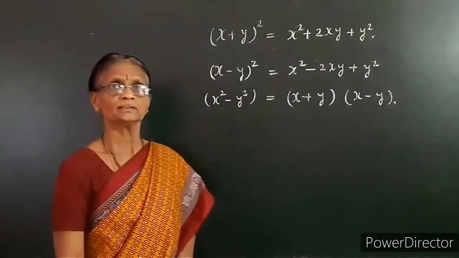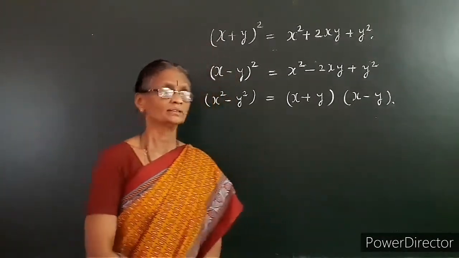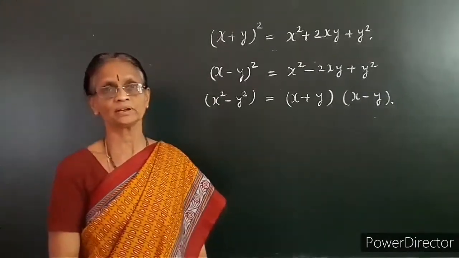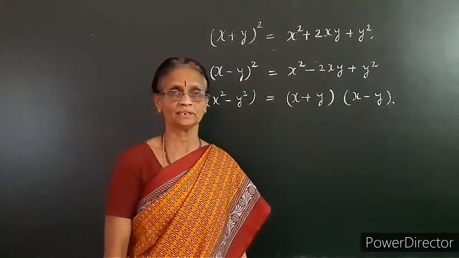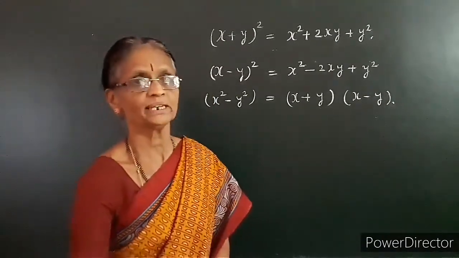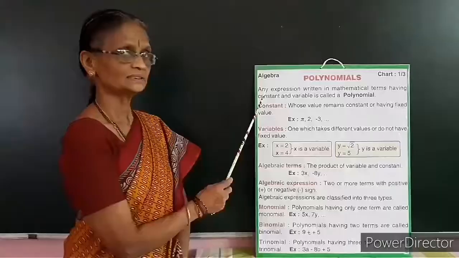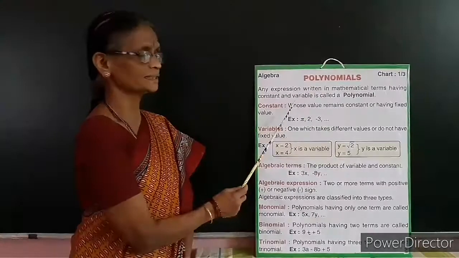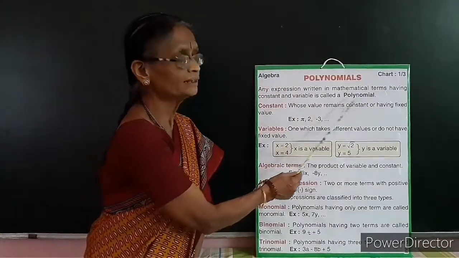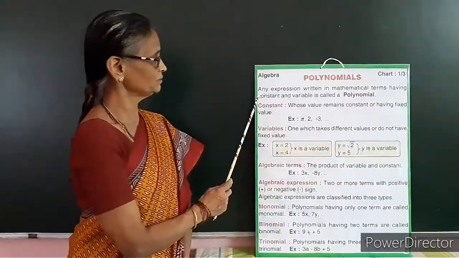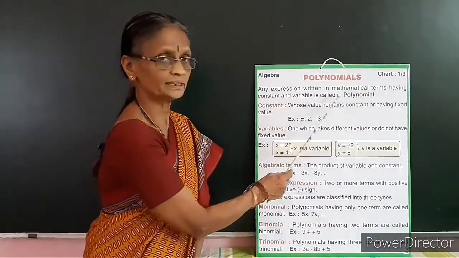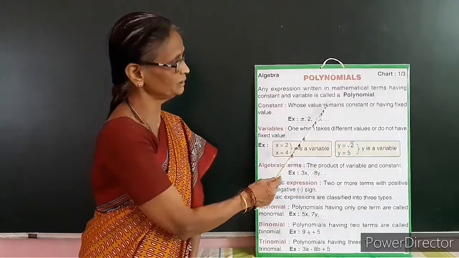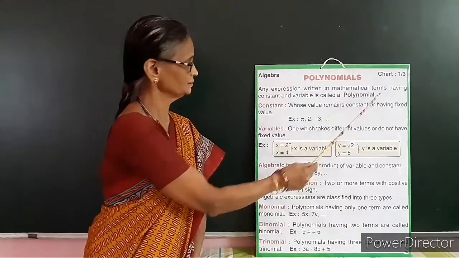Now in this chapter, let us study a particular type of algebraic expression called polynomials. Now we can analyze the meaning of polynomials by chart. Any expression written in mathematical terms having constant and variable is called a polynomial. I will repeat once. Any expression written in mathematical terms having constant and variable is called a polynomial.